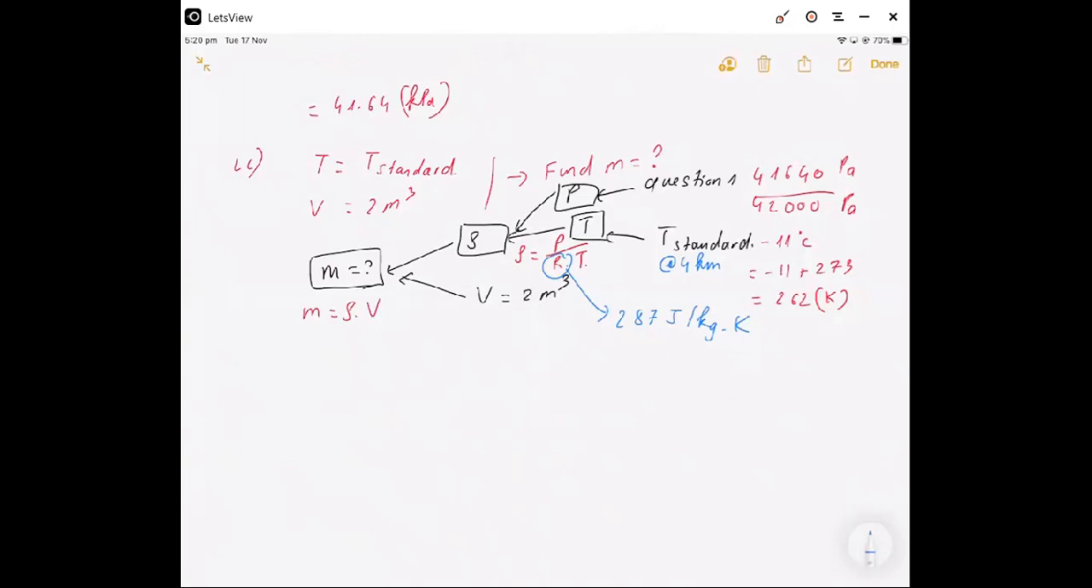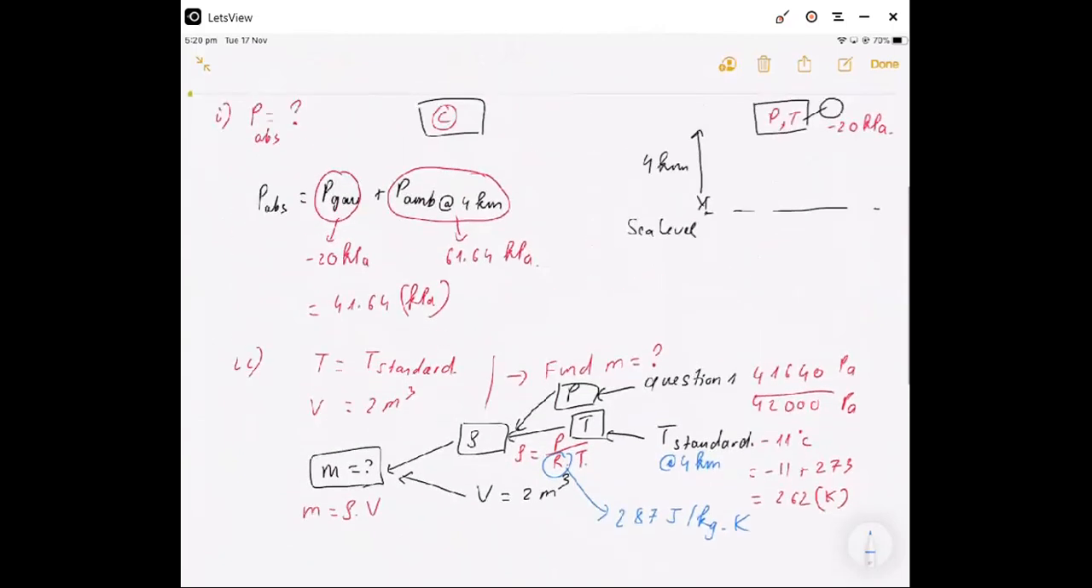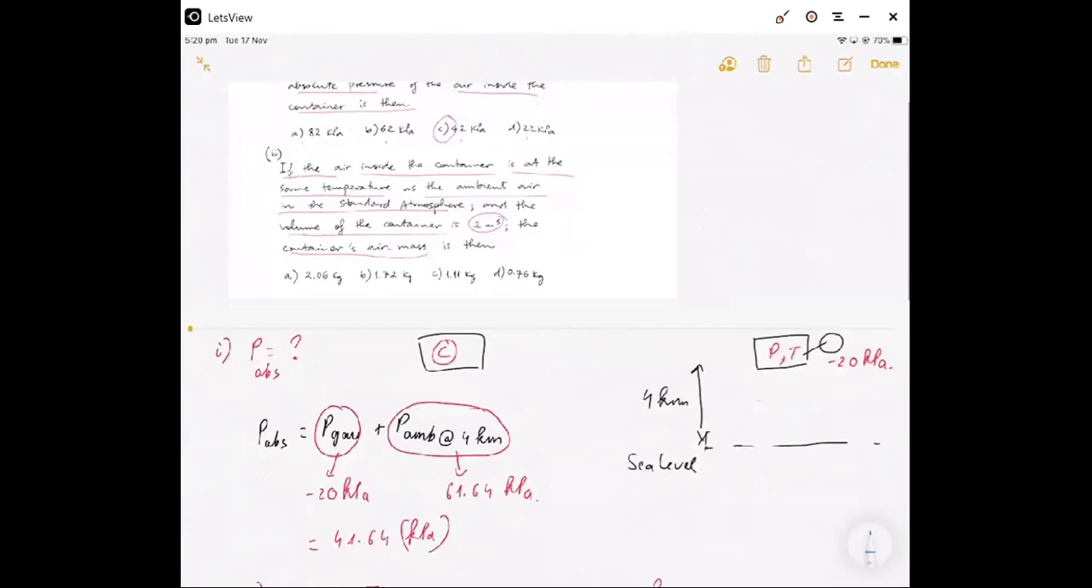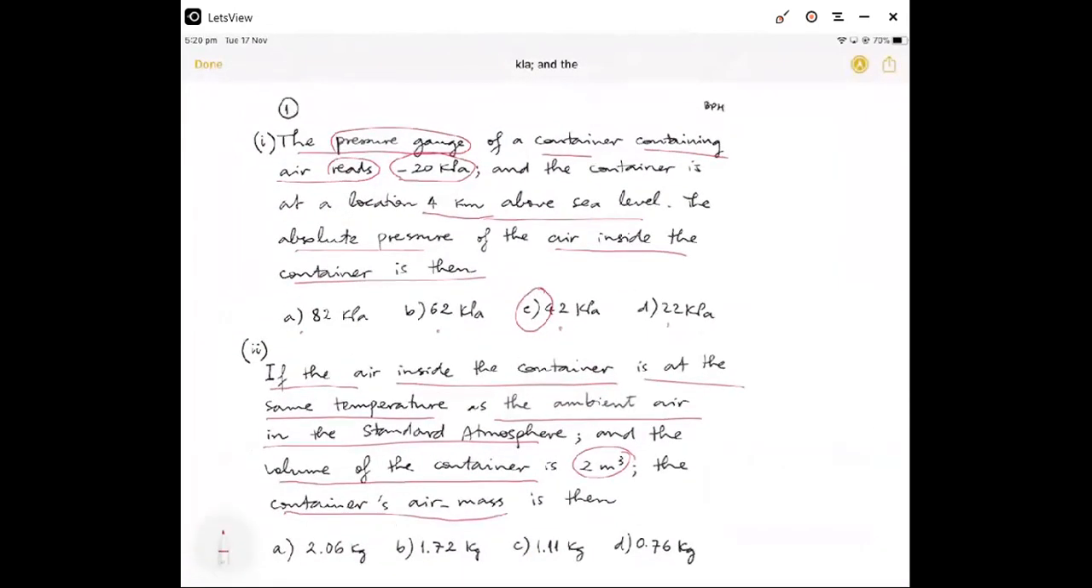And so answer is A, B, C, or D? C. Yep, C. 1.11 joule. Actually, it's around 1.116 or 1.117 or something like that. But this one is closest. So the answer is C, 1.11.